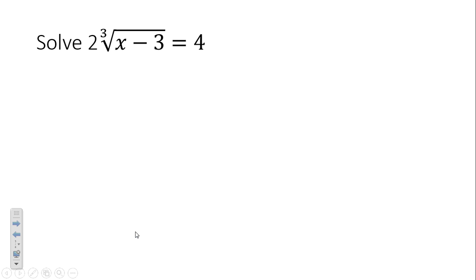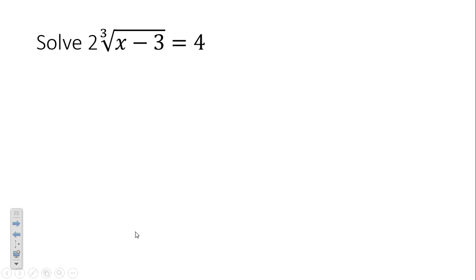Viviana, what do you think? We want to get the 3 away, right? We're going to have to add 3 at some point. Very good. But it's currently under a radical. So first of all, we need to get the radical isolated. And then we can start working with that.